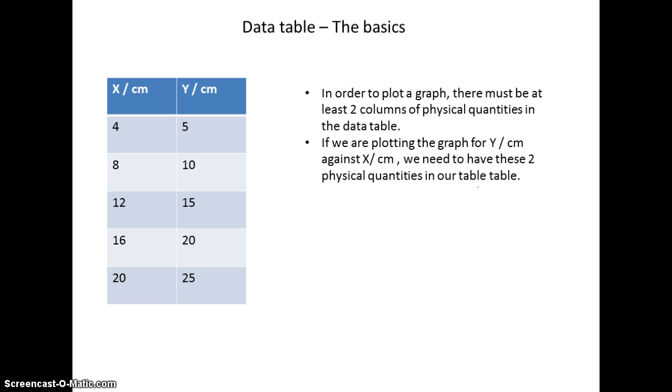Now, if we are plotting the graph of y against x, we need to have these two in our table. Sorry, there's a typo there. So these two must be present. So I'm plotting y against x. When I use this phrase y against x, I'm saying that this y is actually the vertical axis and this x is my horizontal axis.